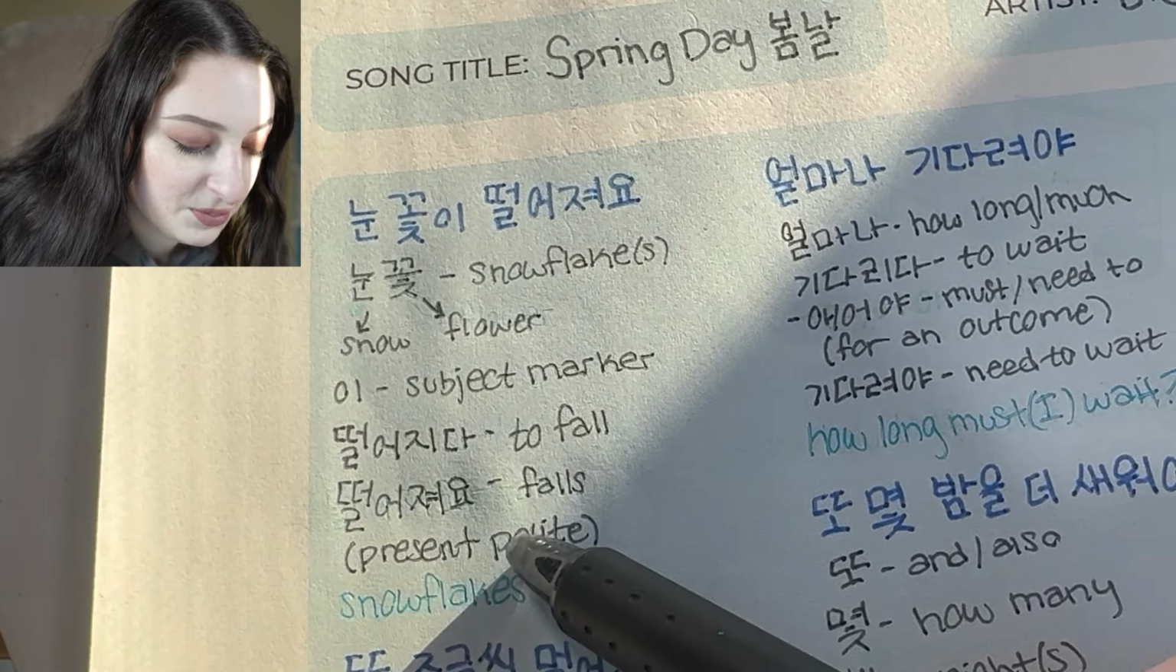Second part of this line. 또 조금씩 멀어져요. So 또 can have a few different meanings. In this case, I would say and is the closest. It could also mean also, again, things like that. But here we're gonna stick with and.